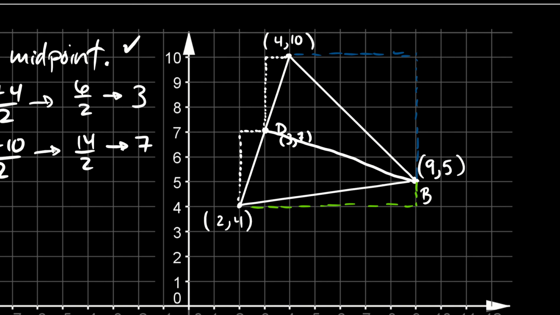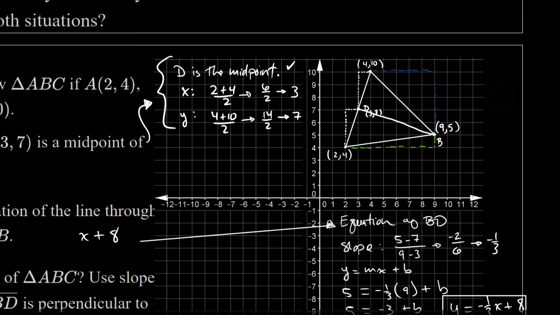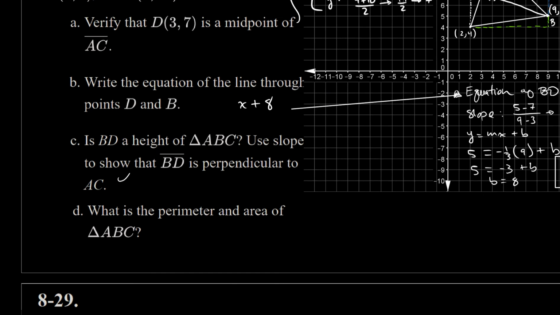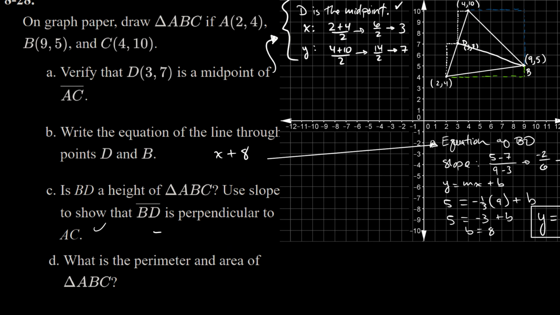This thing had a slope, we said, of, let me go back to it. The slope was negative 1/3, and the other one had a slope of positive 3. Those are opposite reciprocals of each other. So I know absolutely that line BD is a height.